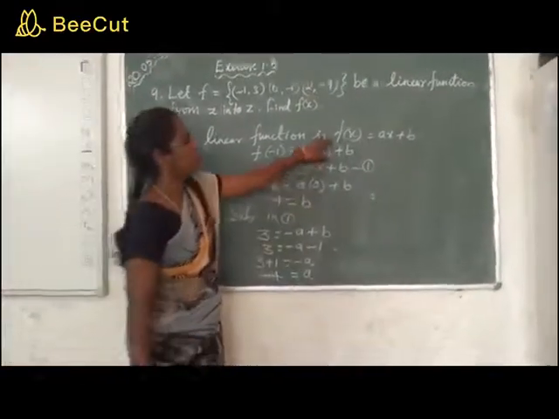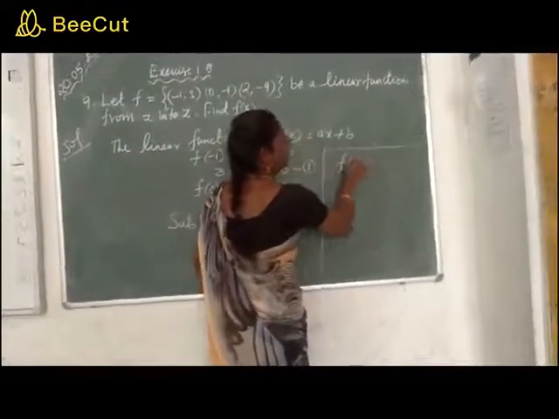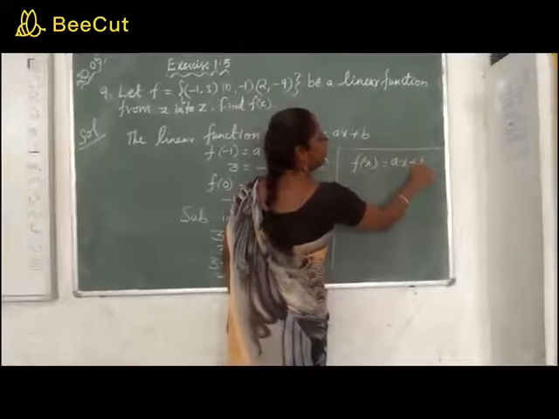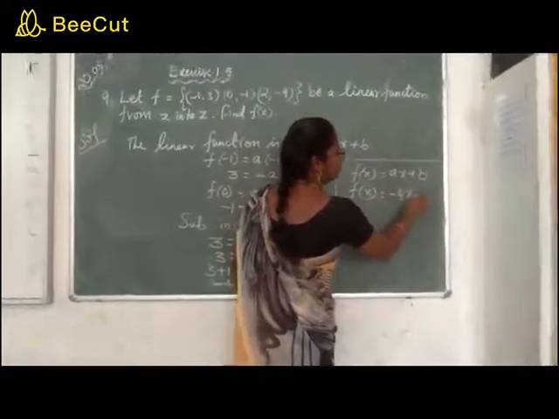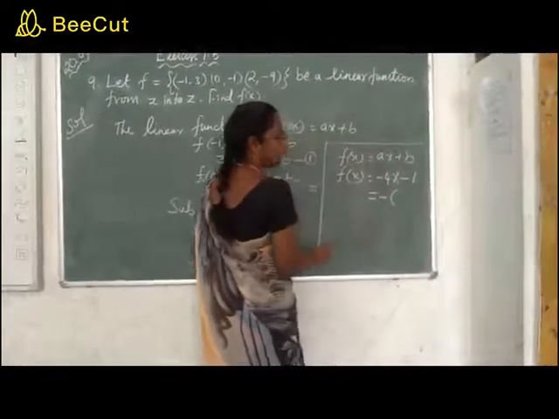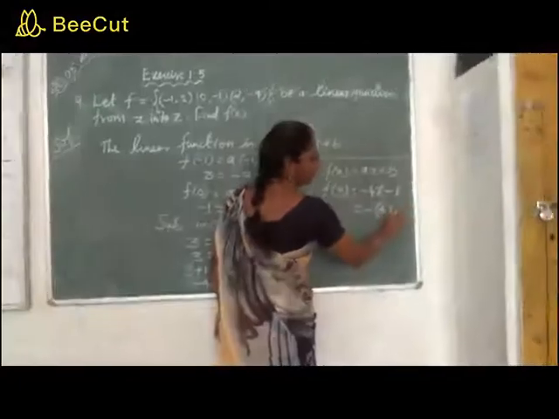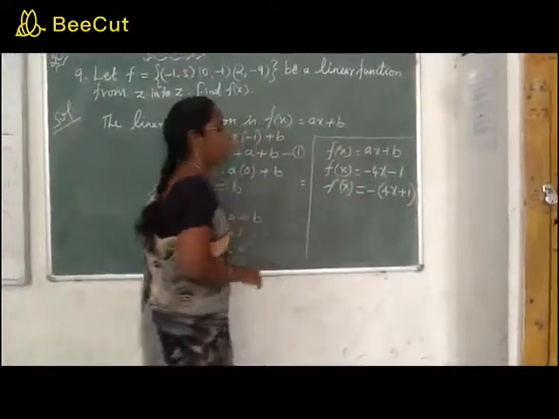Again, we substitute in the function f of x equal to ax plus b. With the a value minus 4 and the b value minus 1, f of x equals minus 4x minus 1. Taking minus as common, we get minus of 4x plus 1. This is the function f of x.